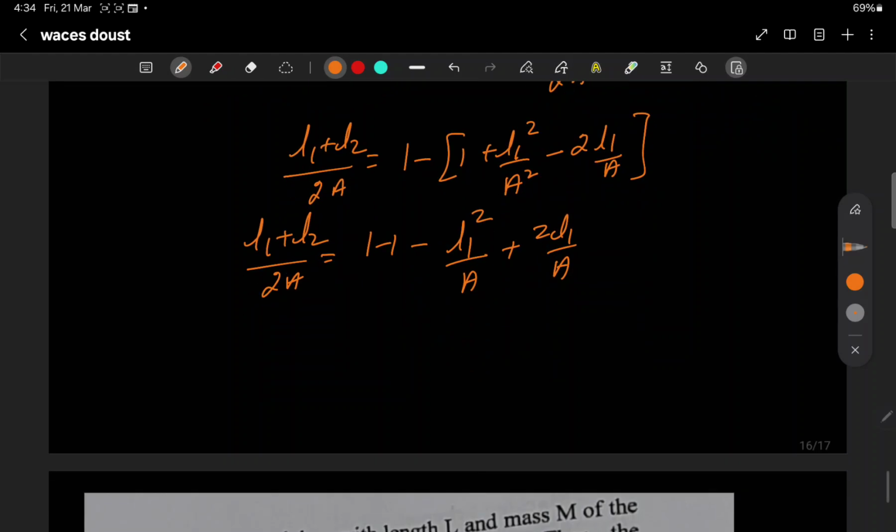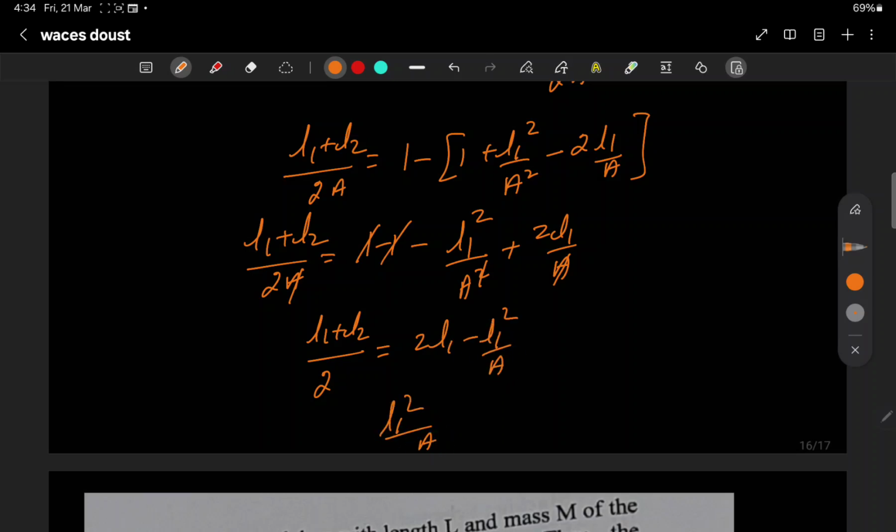So from this we have to extract what is A. Okay, this will get cancelled. So the denominator A we can cancel. Okay, sorry, here it is A square. So A square means we can cancel the square alone. So what will we get? L1 plus L2 by 2 will be equal to 2L1 minus L1 square by A. So L1 square by A is 2L1 minus L1 by 2 minus L2 by 2.